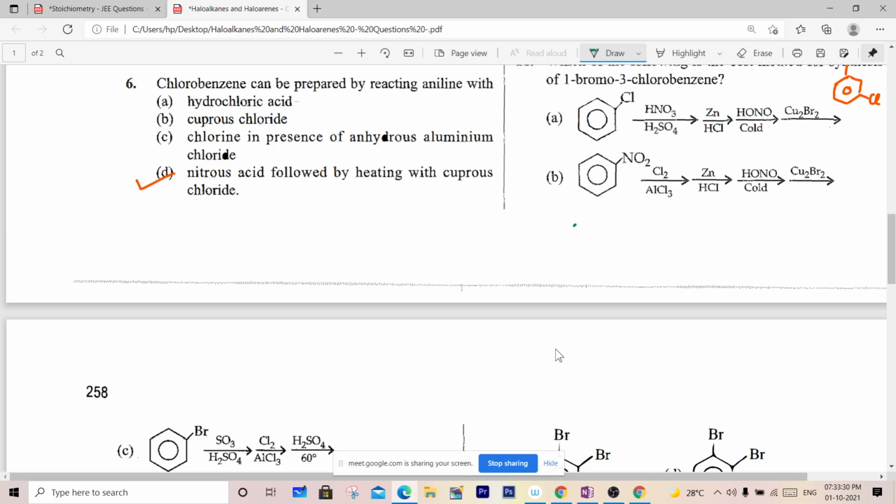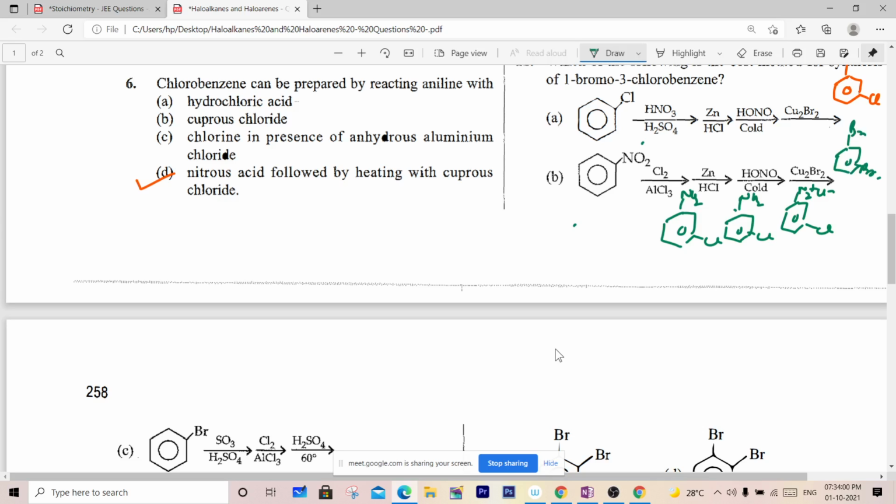Shall we try the B? It's a meta director. Yes, sir. So it should be chlorine here. Then reduction, it will be converted into aniline. Then HONO, it will convert to the nitrobenzene diazonium chloride. CuBr2, it will convert to the bromo. Oh, my product is obtained.